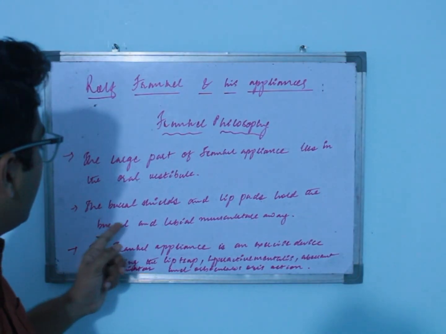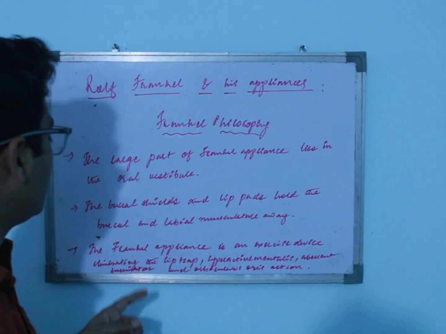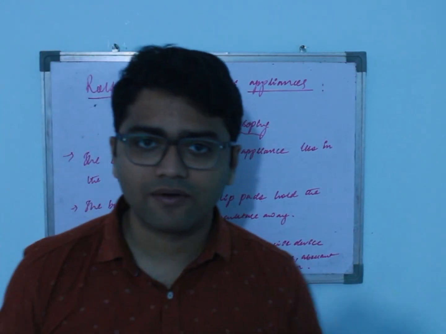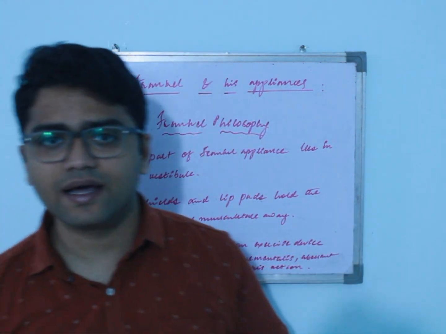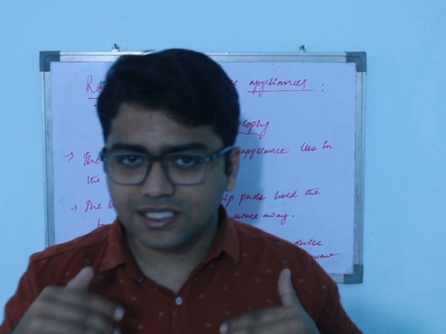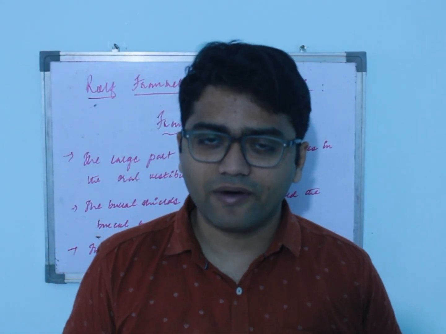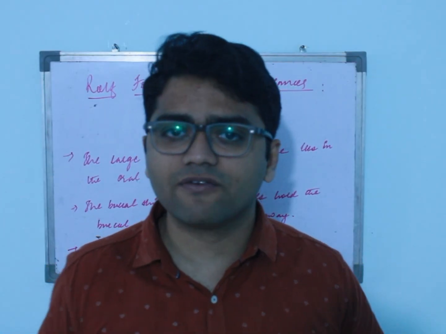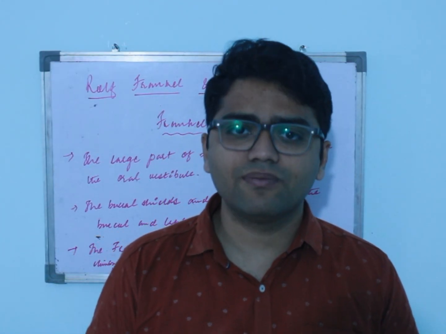Second point, the buccal shields and lip pads hold the buccal and labial musculature away. What are the roles? So they are influencing the buccinator mechanism. They are keeping the muscles away from the teeth. Why are they keeping these muscles away from teeth? What is the reason? To understand that, we must know the buccinator mechanism. What is the buccinator mechanism?